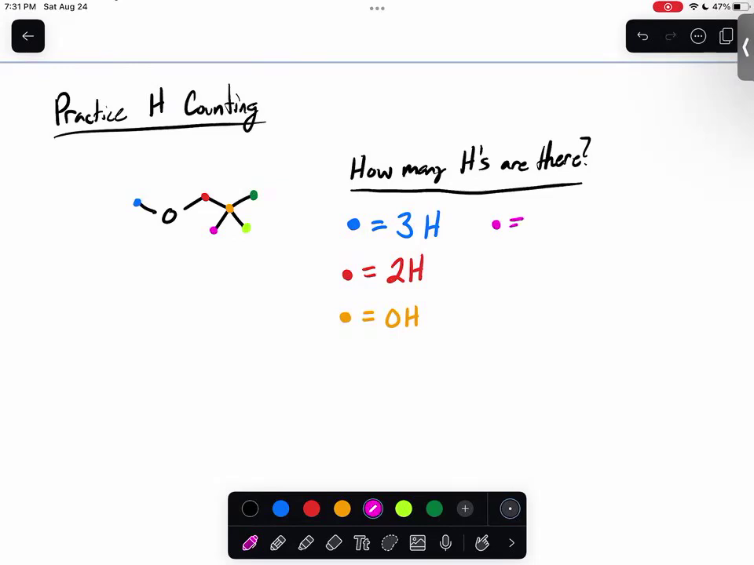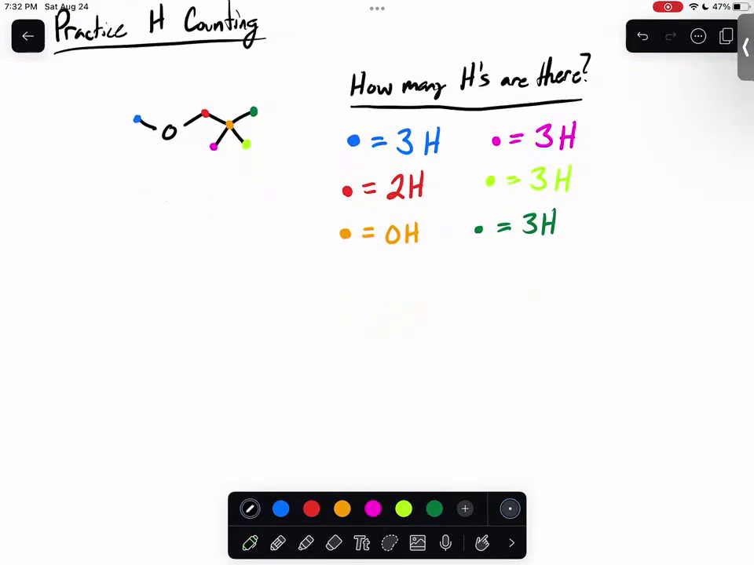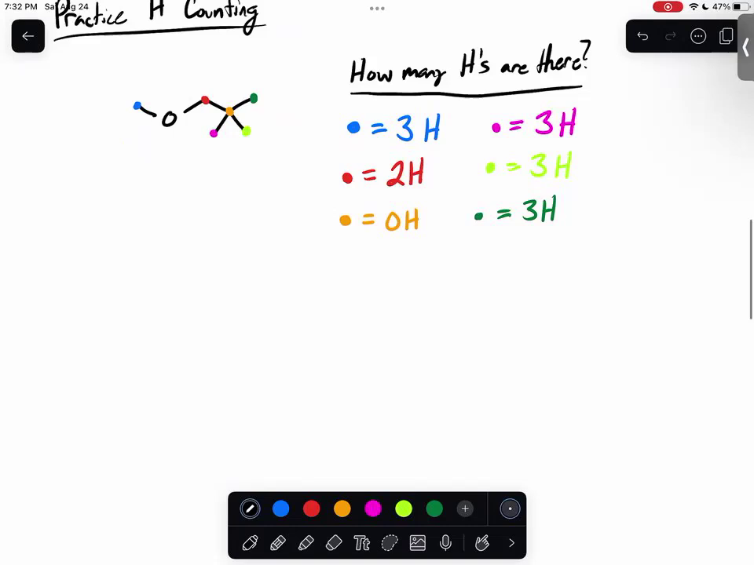All right, we can do the same for these other ones, and we see that for the pink carbon, there's one bond shown. That means there must be three hydrogens. On the lime carbon, there's one bond shown. That must mean there are three hydrogens. And then on the green carbon, there's one bond shown, which means there must be three hydrogens. All right, we're going to do this one more time, but with a slightly more interesting molecule. We're going to take a look at something that has some double bonds.